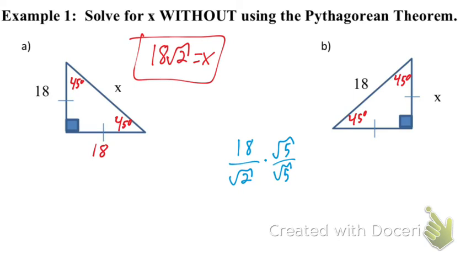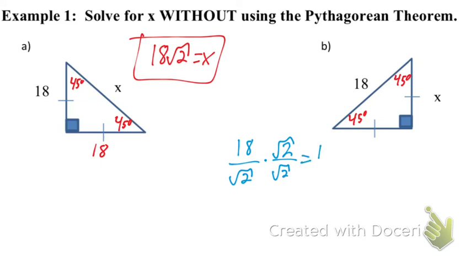Let's see what would happen here. We would have 18 times the square root of 5 over the square root of 10, which is 2 times 5. Does that help our scenario? No. Why not? Is the square root of 10 a perfect square? No, it didn't help us. It made it worse. I picked the square root of 2 because that's exactly the square root that's on the bottom.